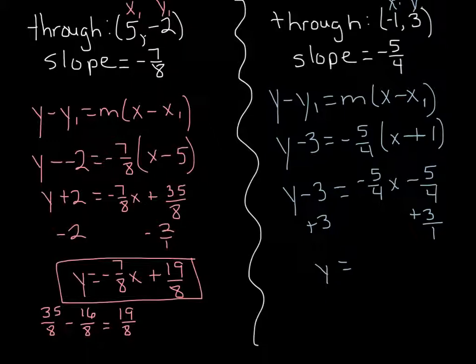So y equals -5/4 x. Let's get our common denominators here. -5/4 plus, and that would be 12/4. And that equals 7/4.